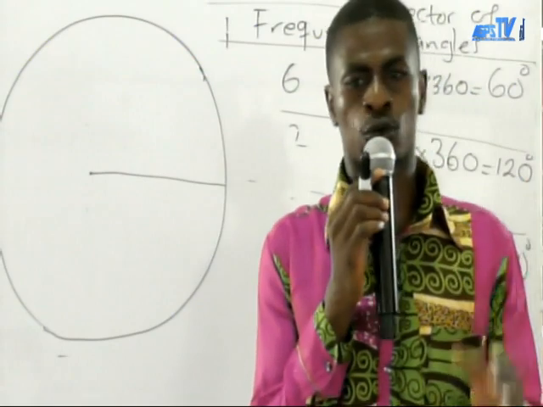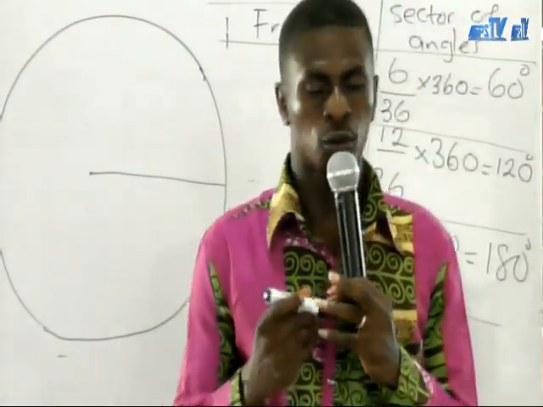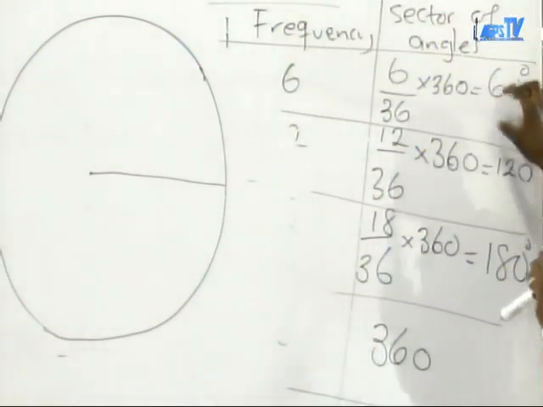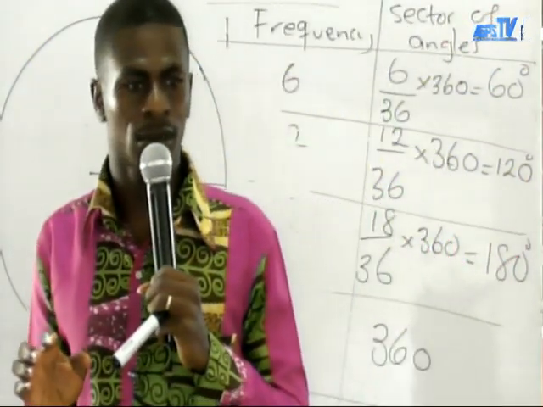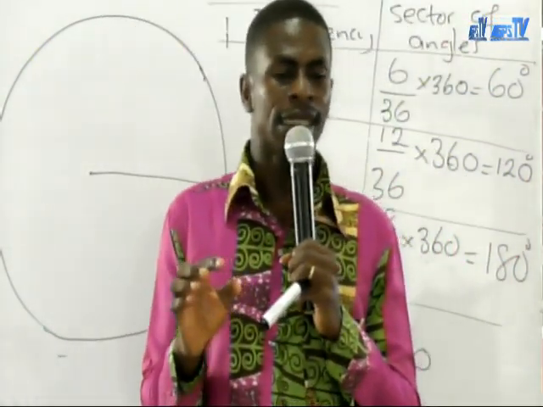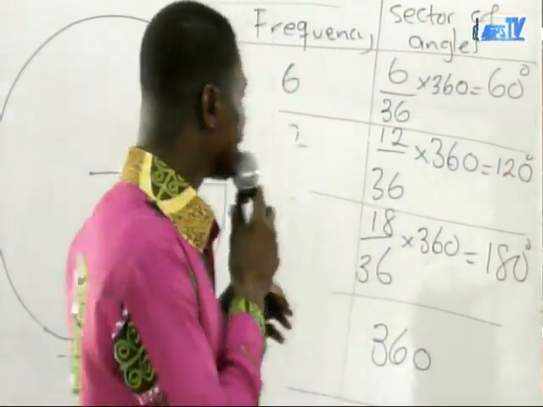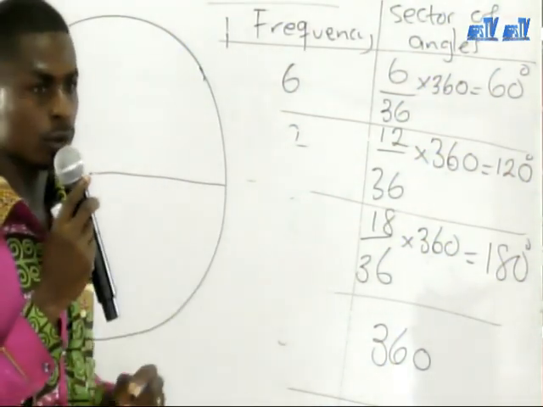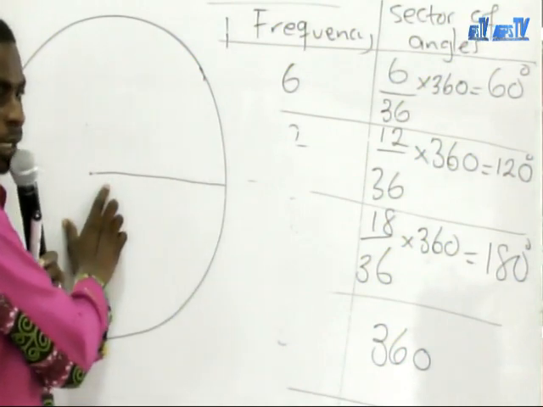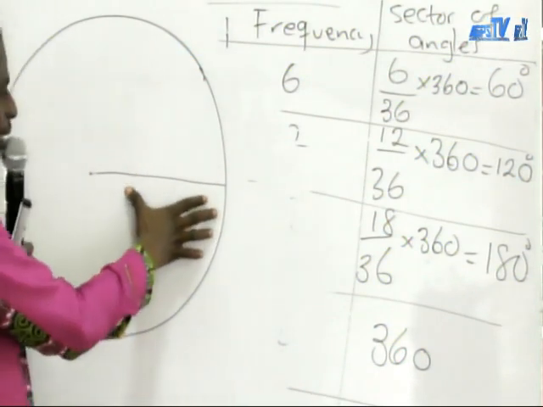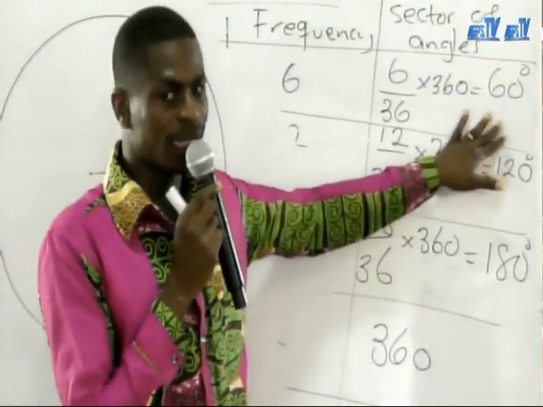Now, after you have drawn your radius, then you are going to take your protractor to measure the various sectors of the angle. And to be able to get that right, make sure that the 0 point of the protractor is always lying on the radius. Make sure that it is exactly 0. Then when you have put it there, then you can measure the required angle that you want.